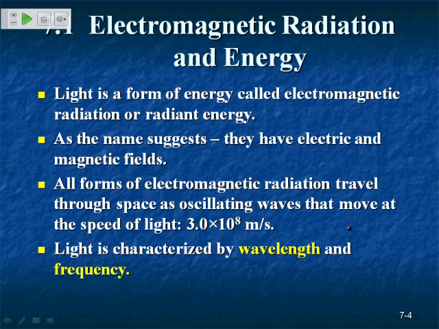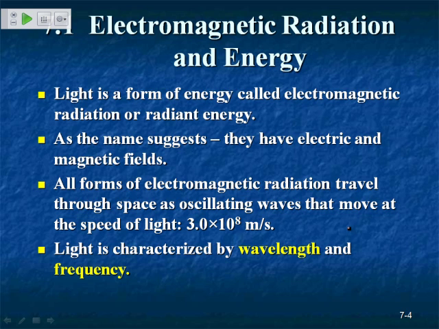So all forms of electromagnetic radiation travel through space in the form of oscillating waves, and they have a constant speed, which is known as the speed of light. So these waves travel with the speed of light, which is 3 x 10^8 meters per second, which is really, really fast.